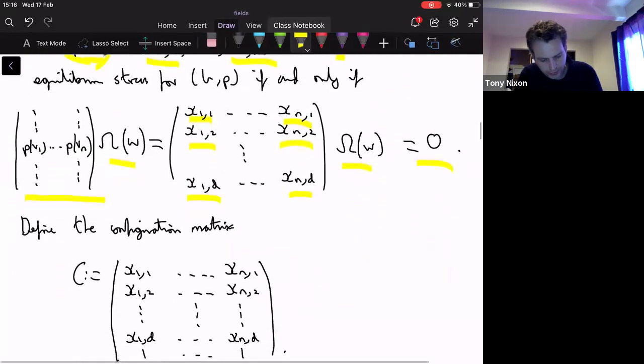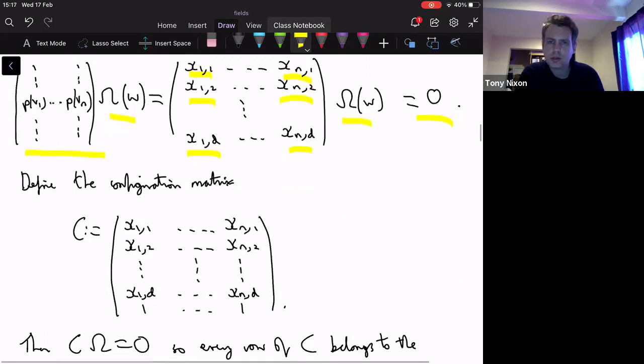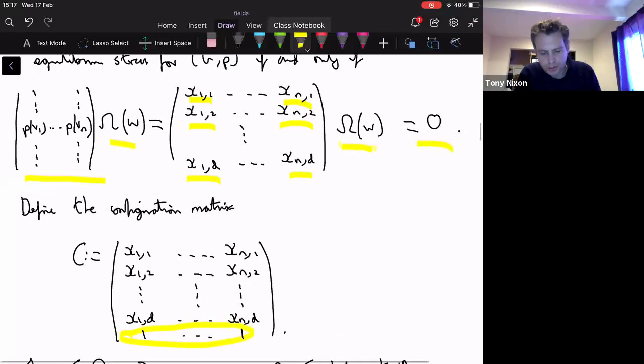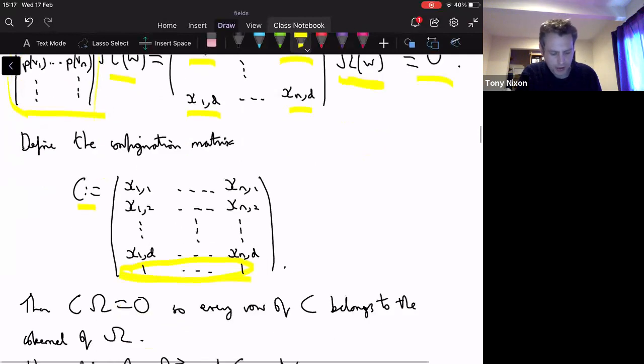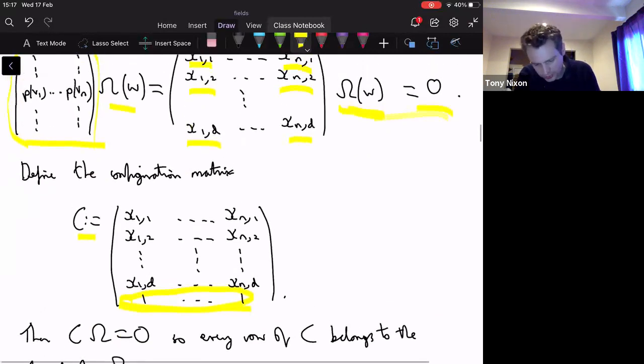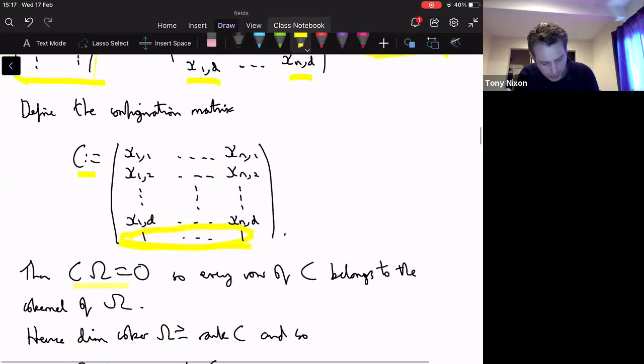Okay, so given this matrix, I want to also add in the fact that the row and column sums are 0. So the fact that these sums all give you 0 tells you that it's also true if you take the all ones vector and you times that by omega, then you'll get 0 as well. So I'm going to define the configuration matrix to be this matrix I had up here with the p's augmented by one extra row with the all ones vector. And so we've just had it that this was equal to 0. So the configuration matrix times the stress matrix is equal to 0.